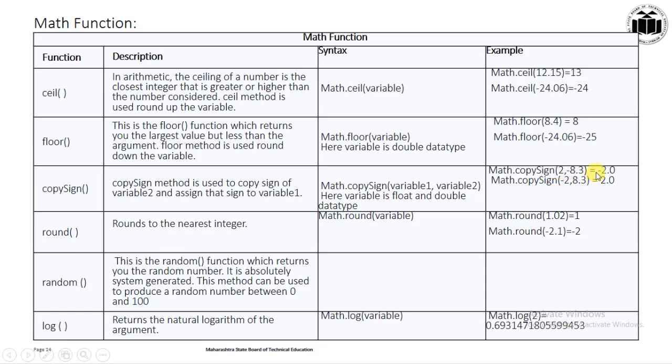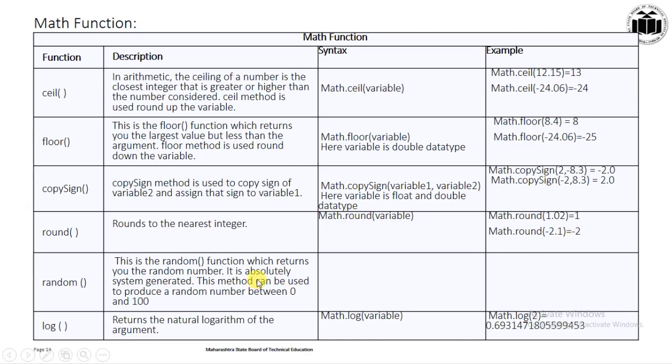So your output is minus 2. Now round returns the nearest integer. So here, round of 1.02 will give the value 1, and round of minus 2.1 will give the output minus 2.